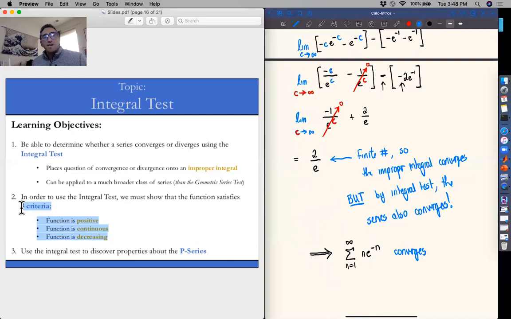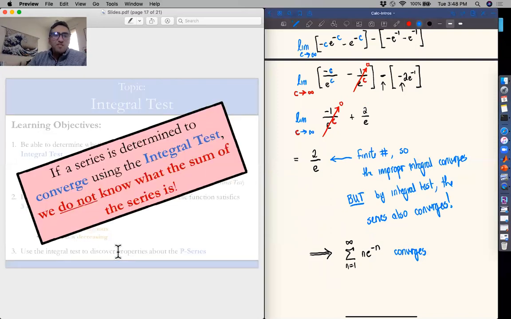And the last thing I want us to stress here with integral test is, even though we saw that that improper integral converged to 2 over e, we don't actually know what the sum of the associated series is. So the sum of this series will not be equal to what we found from the improper integral. All we've proven through integral test is in fact that this series converges.